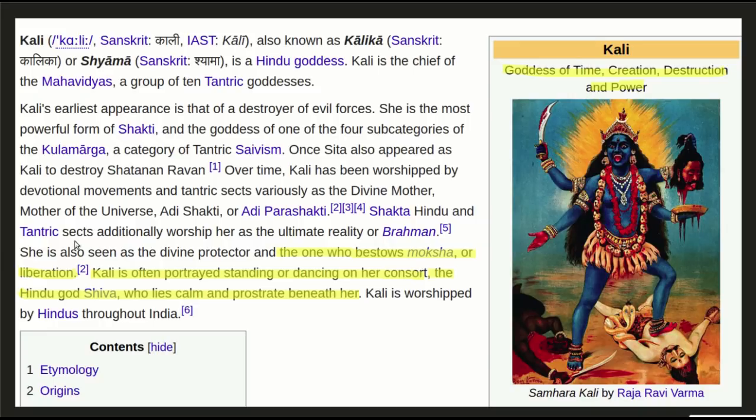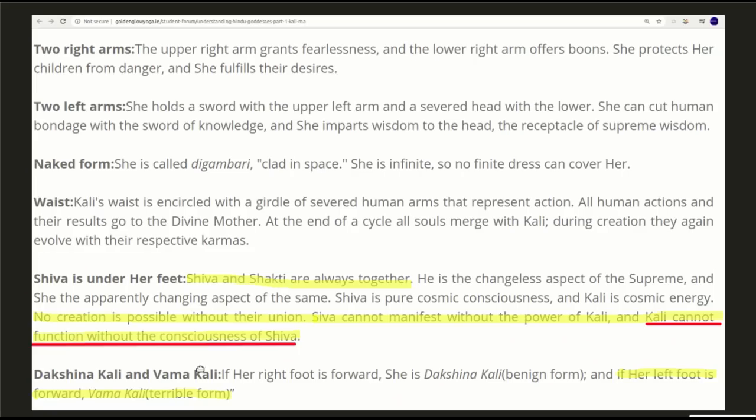And here she is, and we also know that she is generally, Shiva and Kali are always together. He is the changeless aspect of the supreme, and she, the apparently changing aspect of the same. Shiva is pure cosmic consciousness, and Kali is cosmic energy. No creation is possible without their union. Shiva cannot manifest without the power of Kali, and Kali cannot function without the consciousness of Shiva.